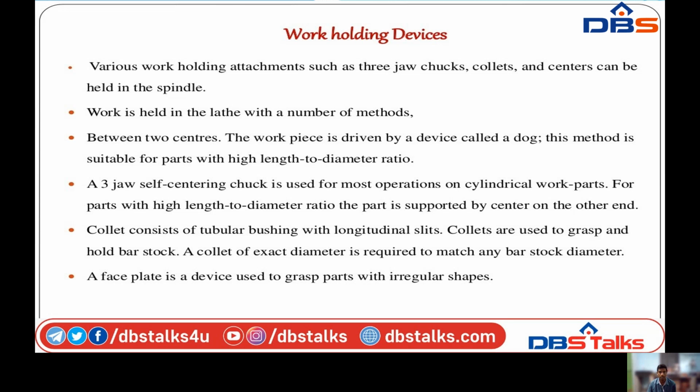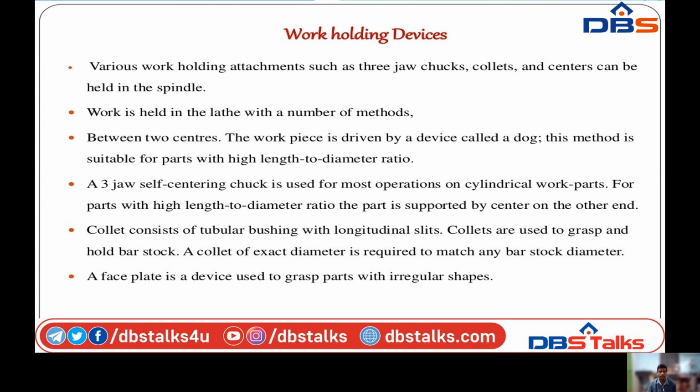Next, a collet consists of a tubular bushing with longitudinal slits. Collets are used to grasp and hold bar stock. A collet of exact diameter is required to match any bar stock diameter. These are matters we will discuss later.